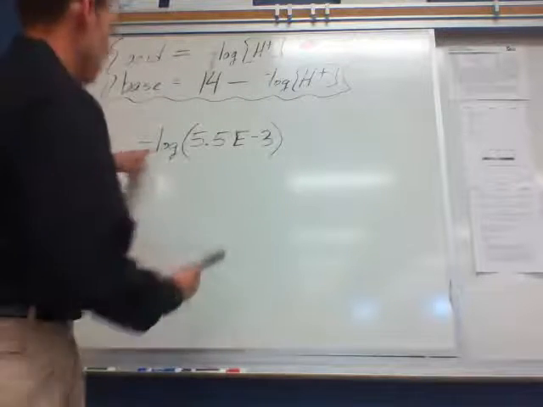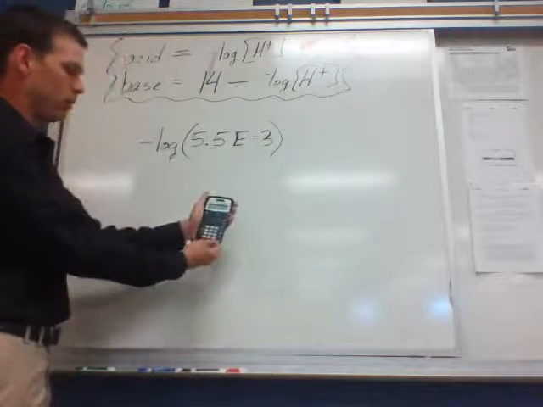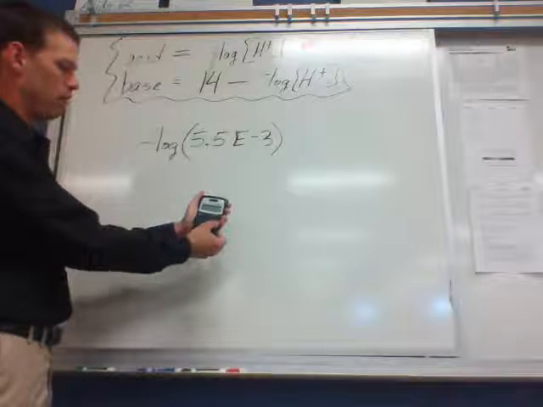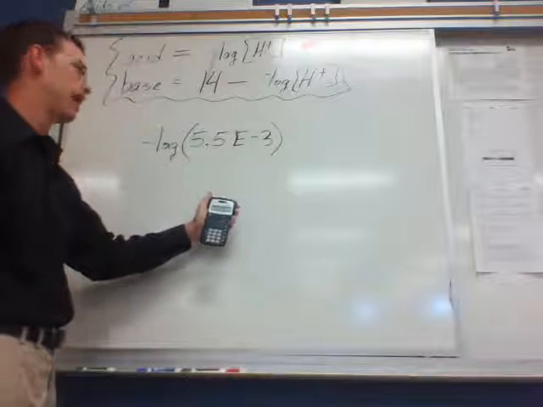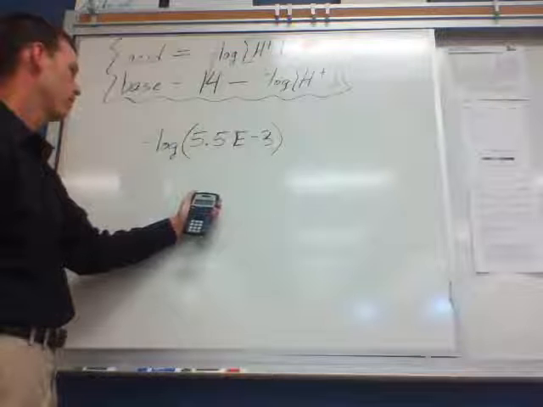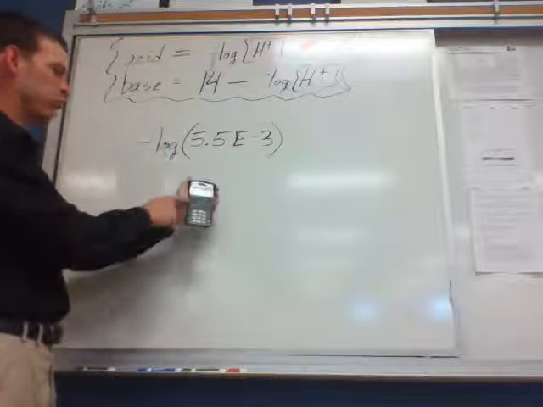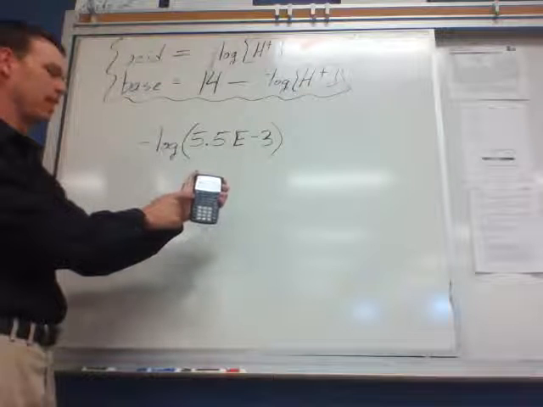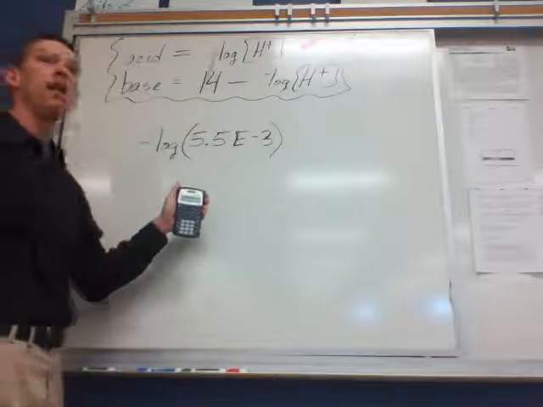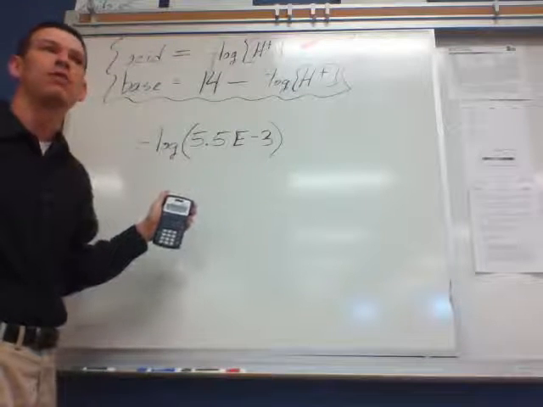The negative button is the one next to the decimal. All right, so start off by hitting him. You'll get your negative symbol. The log button is right below the second key. Hit him, and he'll even open up parentheses for you.